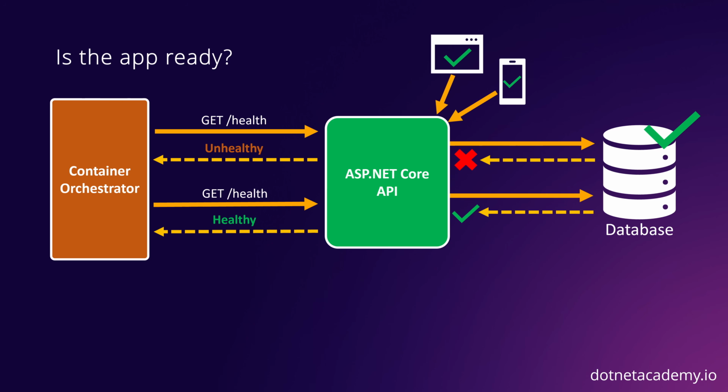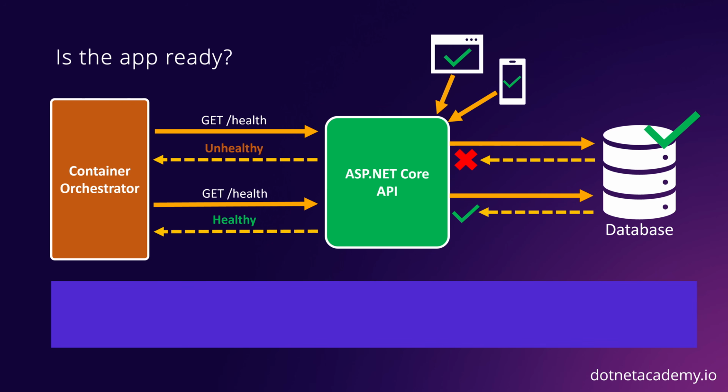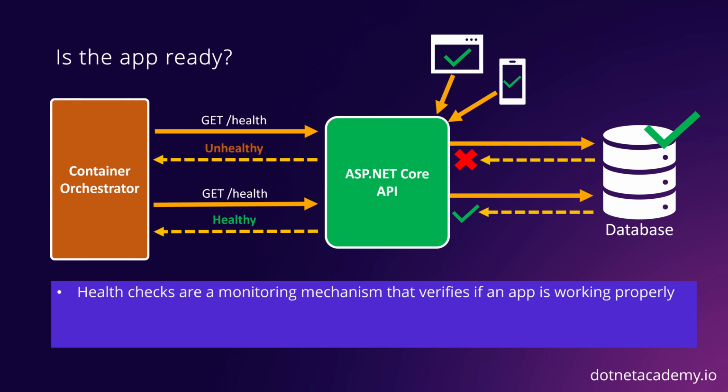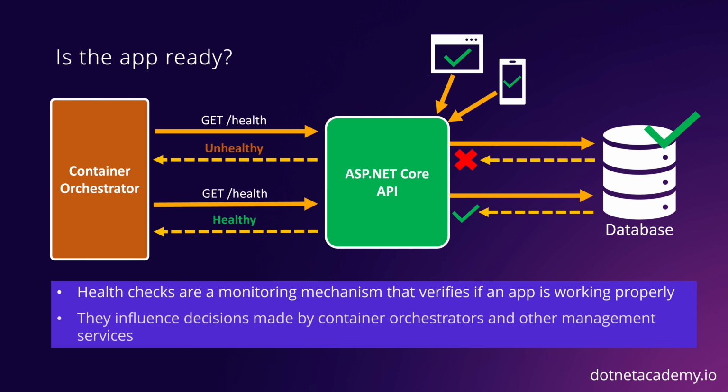So, health checks are a monitoring mechanism that verifies if an application is working properly, and they are meant to influence the decisions made by container orchestrators, load balancers, API gateways, and other management services. Let's now explore the health check capabilities of .NET Aspire.